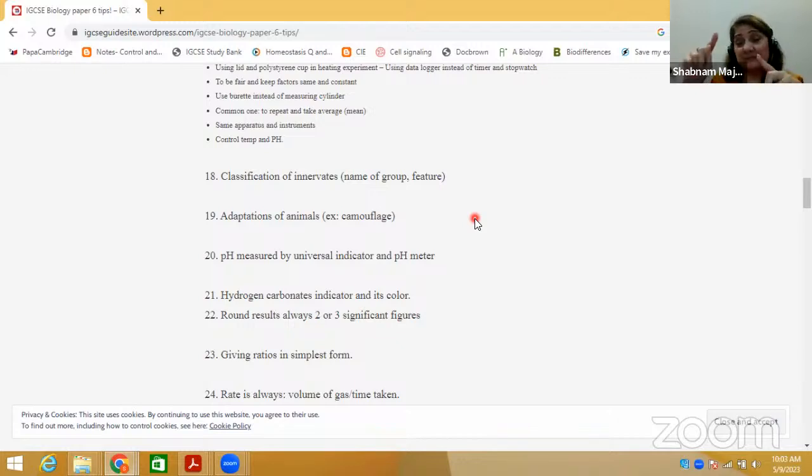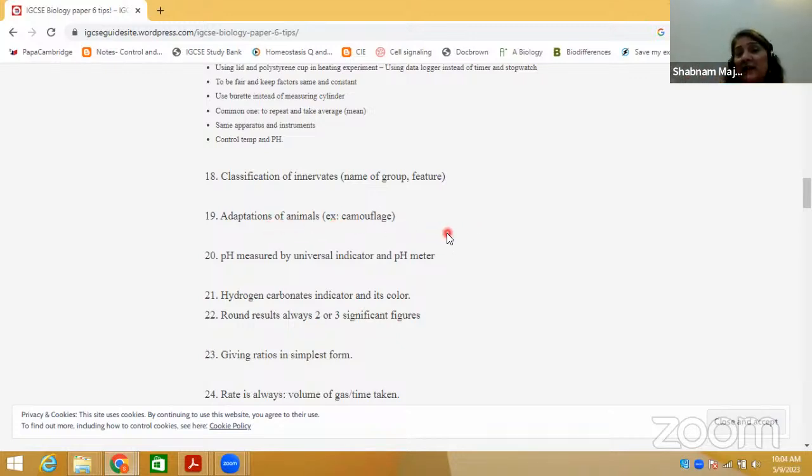The dichotomous key, you must remember. What is a dichotomous key? How to start with something you need to identify, plant or animals, and you have to narrow it down. Ultimately, you identify the particular plant or animal through the dichotomous key. So you must have done what a dichotomous key is also.